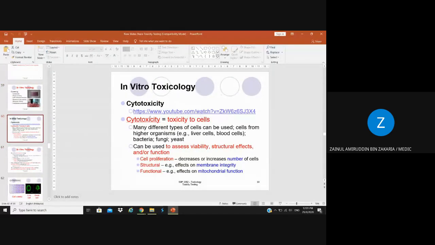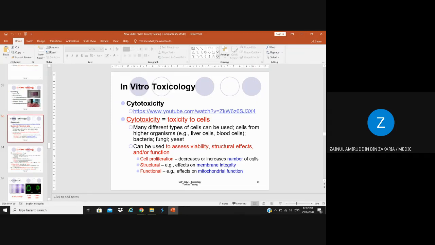Okay, I told you just now, cytotoxicity is toxicity to the cell. So it can be used to assess viability, structural effects, and or function of the cell. Okay, for example, cell proliferation, whether there are decrease and increase in number of cells, whether if you give your substance, you give your plant extract, whether it can reduce or increase the number of cancer cell, for example, or it can reduce or increase the number of normal cell, for example.